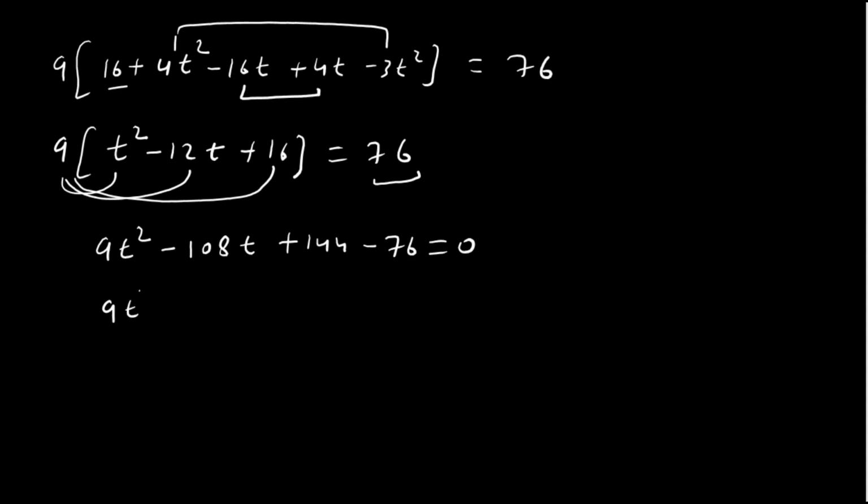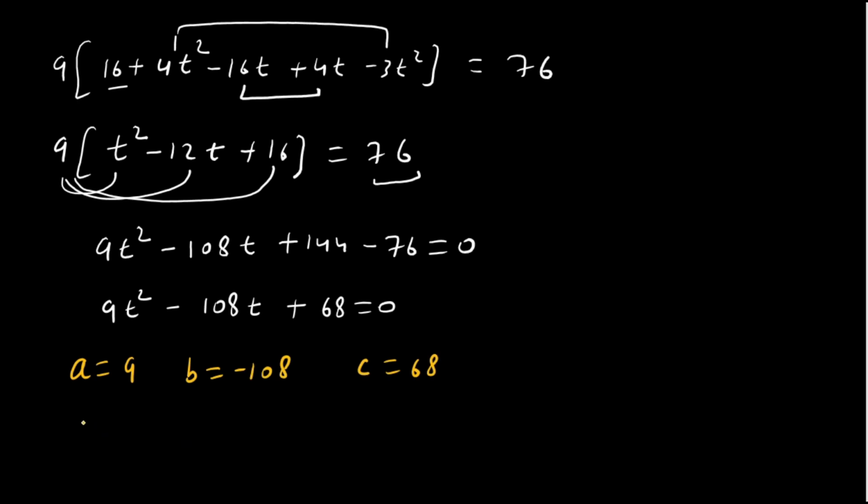Then 9t² − 108t, and here 144 − 76, that is +68, and this equals 0. Here we will apply the quadratic formula. A equals 9, B equals −108, and C equals 68.